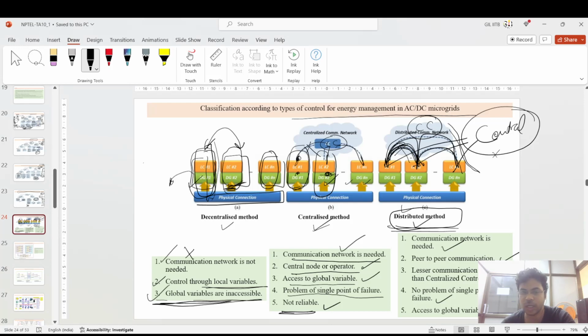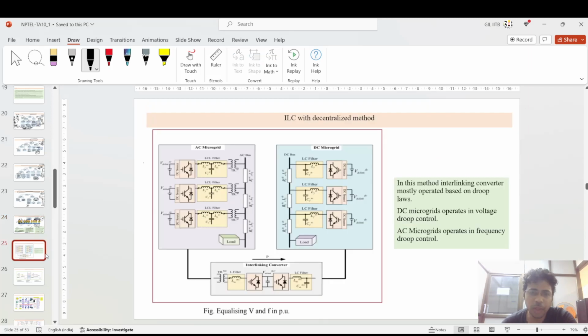Okay, so these are the three types of communication features, in between the physical layer and the communication layer of this AC-DC hybrid microgrid. Coming to the decentralized method, because that is the most robust method. If you see the interlinking converters with the decentralized method, how their operations are. In this method, the interlinking converter is mostly operated based upon the droop laws. The DC microgrid operates in voltage droop, and the AC microgrid operates in frequency droop.